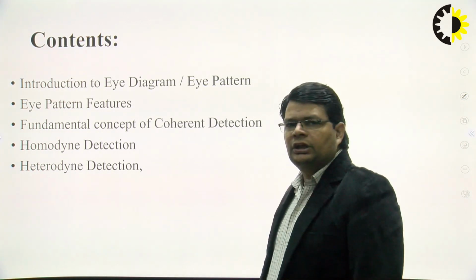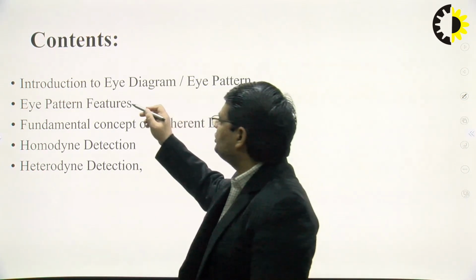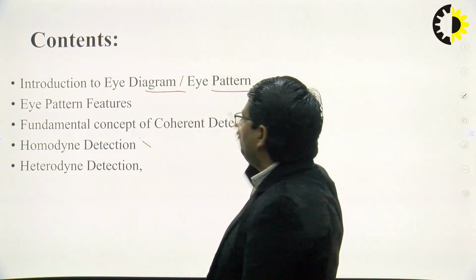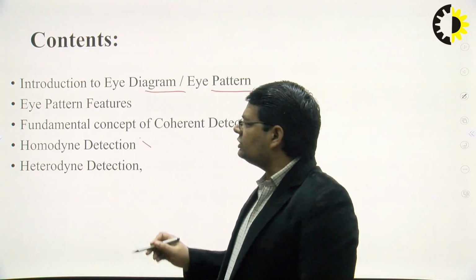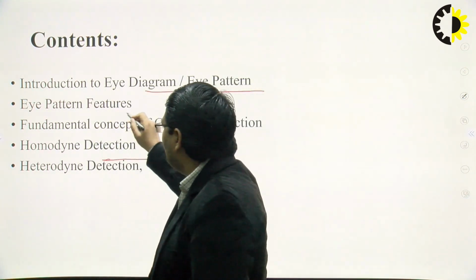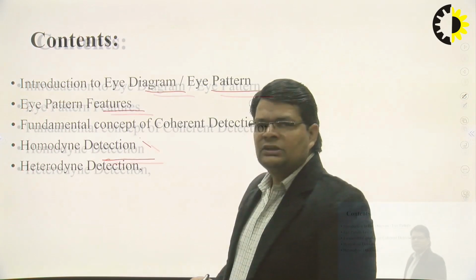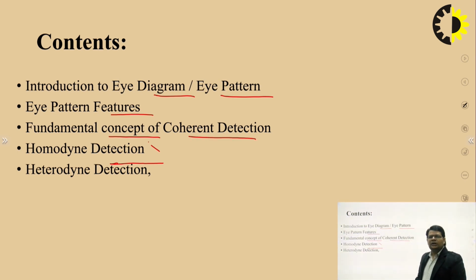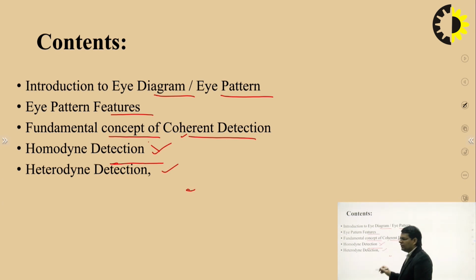So first of all, the contents. The contents for today's lecture will be introduction to the eye diagram, also known as eye pattern. Then we will discuss the eye pattern features in detail along with their meaning and significance. Then in the next topic, we will discuss the fundamental concept of coherent detection, and we will also differentiate coherent detection from direct detection. Then we will discuss the two categories of coherent detection, that is homodyne detection and heterodyne detection.